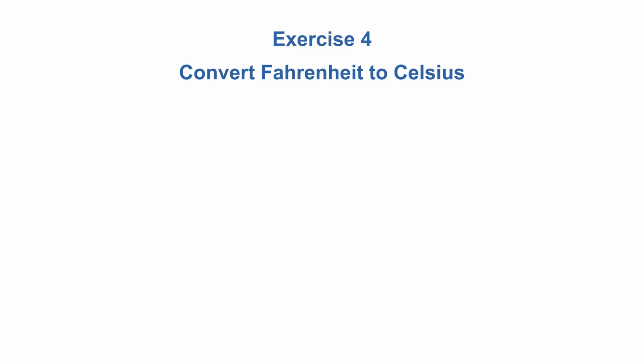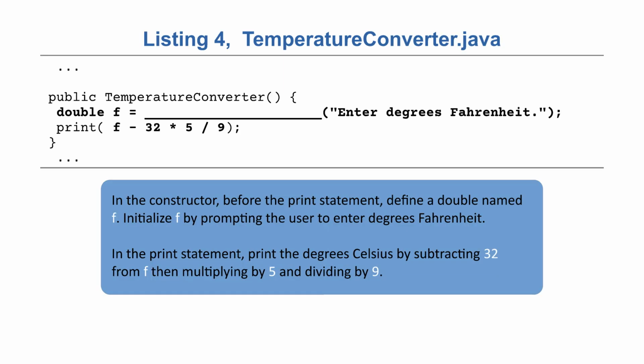Next, let's convert a temperature from Fahrenheit to Celsius. To convert Fahrenheit to Celsius, subtract 32, then multiply by 5 and divide by 9. Exercise 4. Convert Fahrenheit to Celsius. In the constructor, before the print statement, define a double named f.